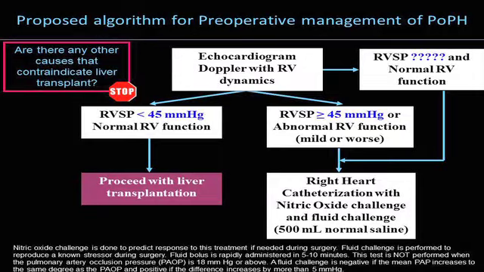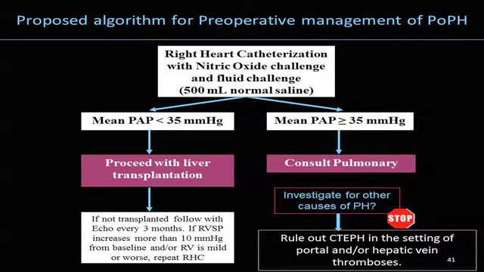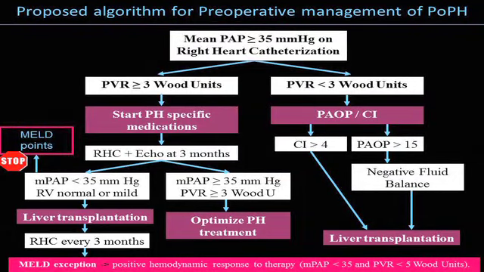So in our clinic, we do echocardiography on these patients. The patients are considered for liver transplantation. If the pressure is less than 45, and this is an arbitrary cutoff, it can be 50, for example, or even lower, depending on what you want to favor, you proceed with liver transplantation. If it is above 45, then you do right heart catheterization. If the mean pressure is less than 35, then you move forward with transplantation. If the mean pressure is above 35, then you consult pulmonary, and we will rule out the causes of PH, and then we'll start treatment. And if the pressure lowers to less than 35 with a PVR less than 3, we will then recommend transplantation.